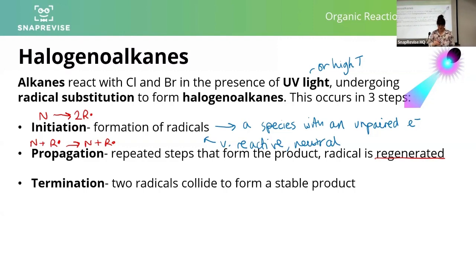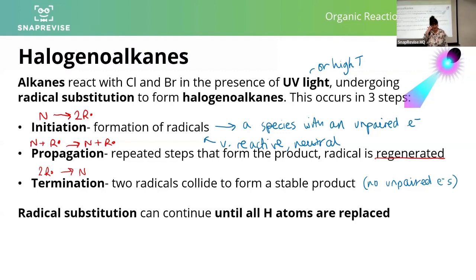And then also a termination step or termination steps. This is where we start with 2 radicals and we create a normal species. 2 radicals collide to form a stable product. The stable product must have no unpaired electrons. So no radicals in the product of a termination step. Again, it's terminating, it's finishing this free radical substitution mechanism. So we've got to get rid of all the radicals.